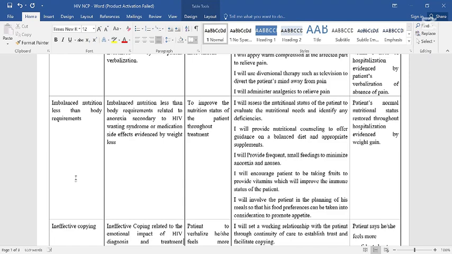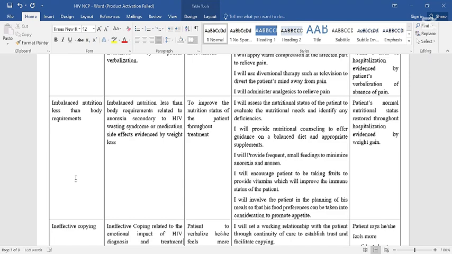Number 4, I will encourage the patient to be taking fruits, which are high in vitamins, which will improve the immune system of the patient. So just like that, we have spoken about the nutritional aspect.